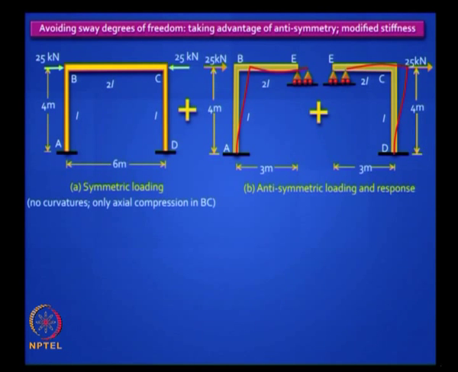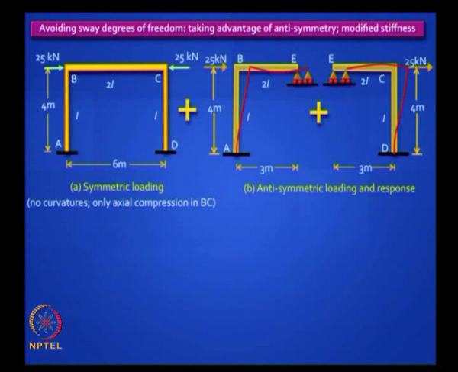So the total lateral load of 50 kilonewton can be divided into 2 parts, one which has a symmetric loading and the other which has an antisymmetric loading. It is only the antisymmetric loading that causes any bending in that frame, because the symmetric loading simply produces an axial compression in the beam BC.